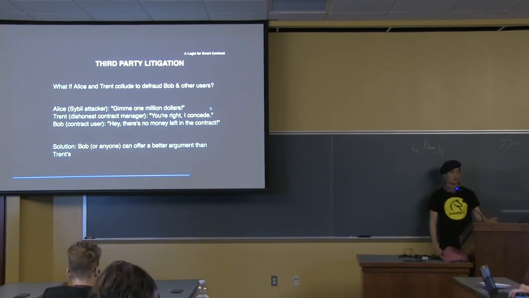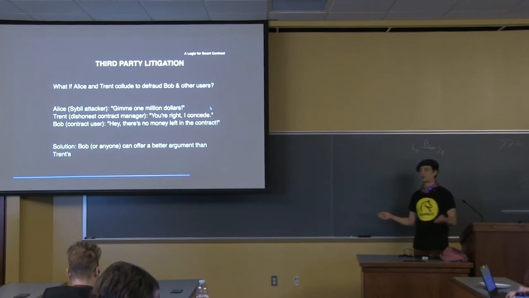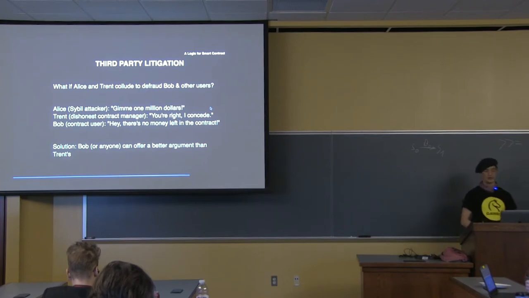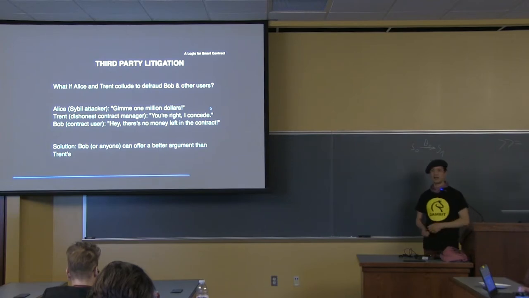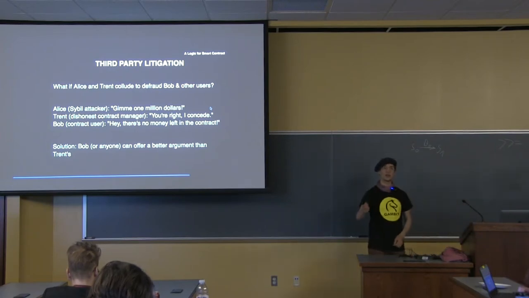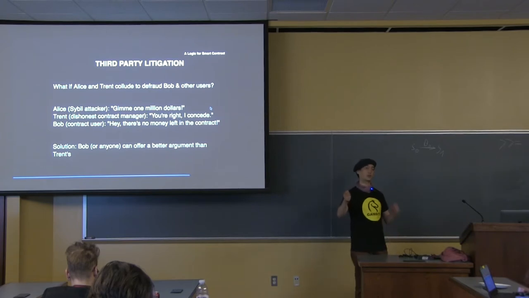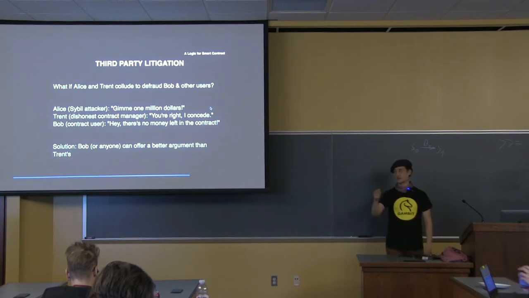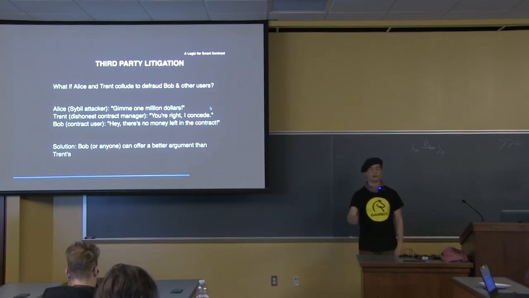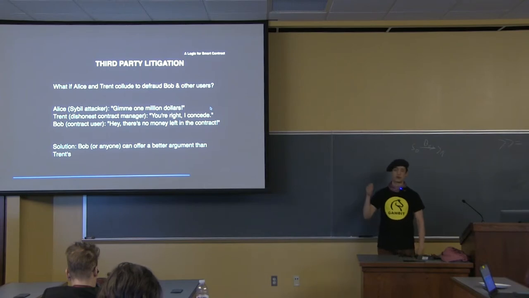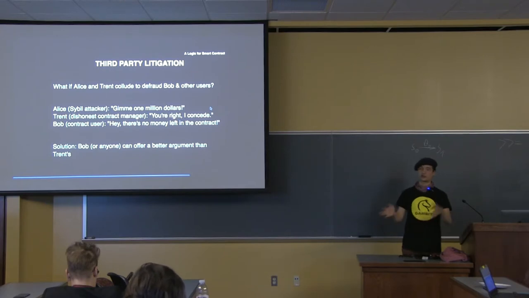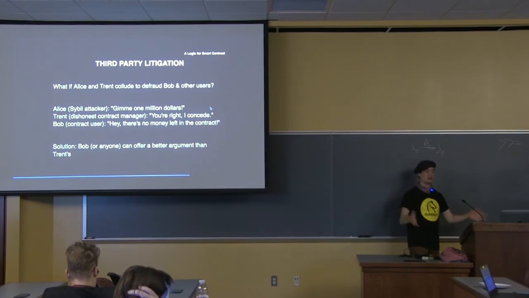So if Alice and Trent collude, then they can take all the money away from the contract. But in this case, what we do is anyone who is a member of the contract or not, or a verifier, can offer a counter-argument to Trent. Say, hey, Trent is not arguing his case the right way. Here's a better argument that will win the case where Trent's argument is going to lose the case. And then you show that Trent is dishonest. You show that Alice is dishonest. Alice does not get her million dollars. Trent loses his license as a manager for the sidechain. Everyone migrates to another sidechain. The good guys win. The bad guys lose.